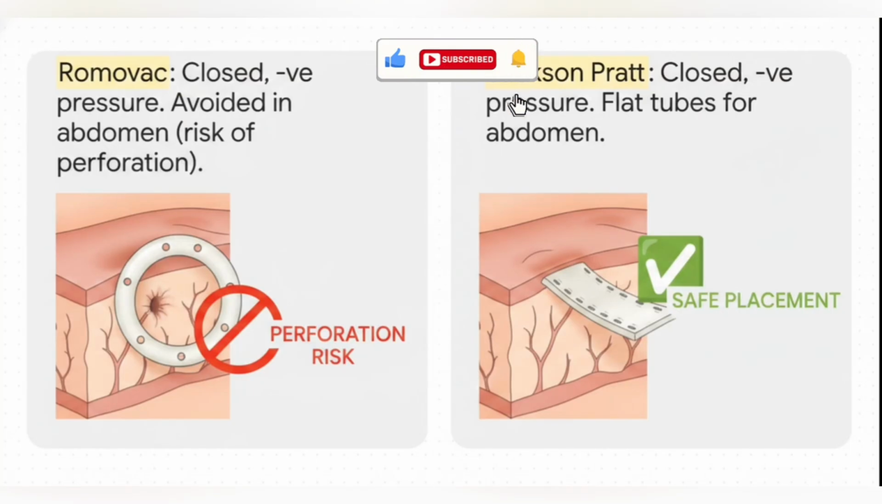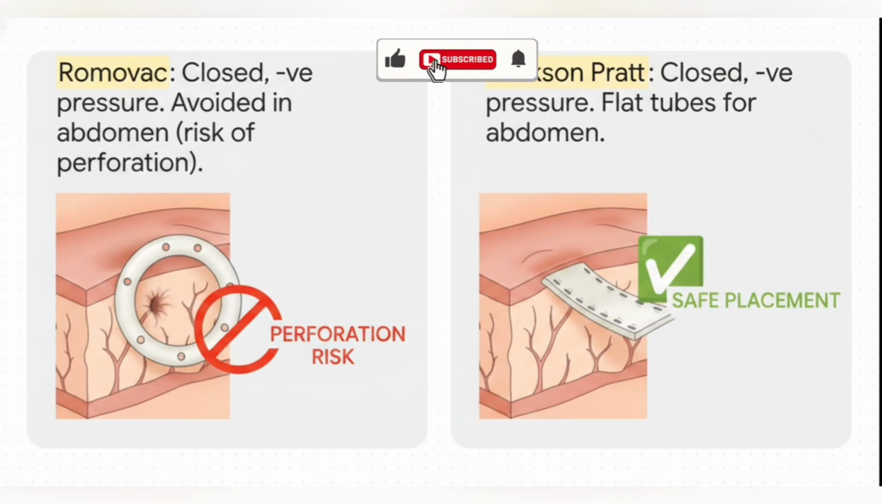Okay, let's compare two very common closed negative pressure drains. Both do a similar job, but what's the difference? Well, look at the Romovac. It has a rounded tube. If you use this in the abdomen, there's a huge risk of bowel perforation. That's why, for the abdomen, we almost always use a Jackson-Pratt drain because its tubes are flat and much, much safer.